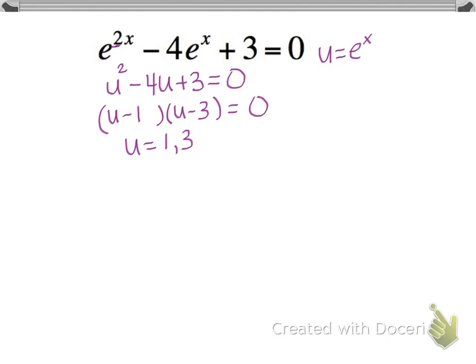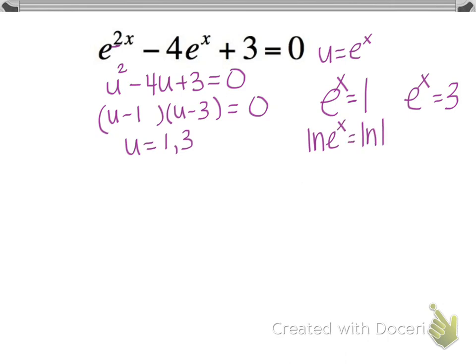So if we do a little bit of substituting back now, we can say that e to the x, that's what our u was, has to equal 1, and e to the x has to equal 3. And now we just have two equations to solve. We'll start with e to the x equals 1. We're going to ln both sides. Notice I'm using ln because it's an e.